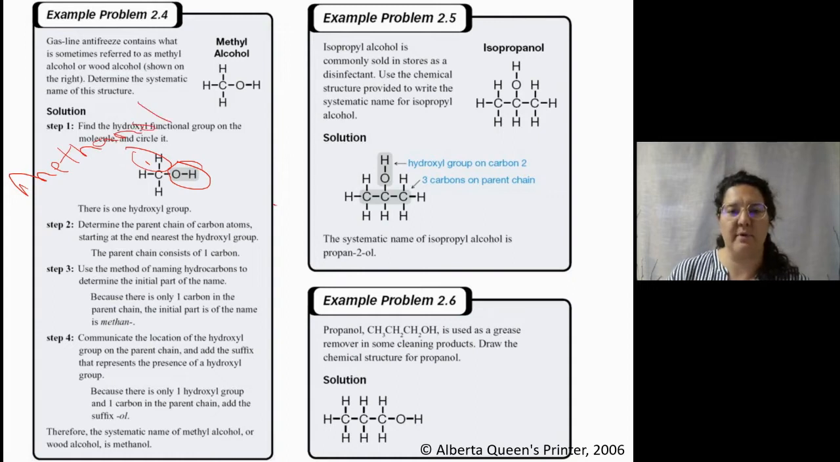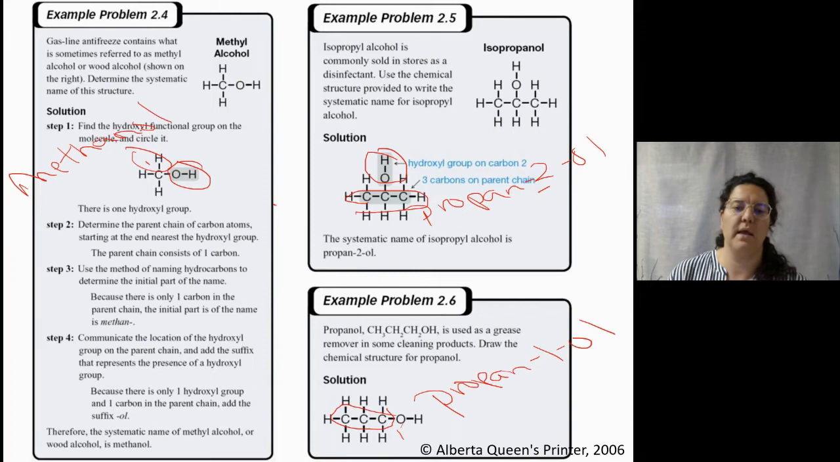Now our previous example was propan-2-ol. We had the 3 carbons and the hydroxyl group on the second. So we have prop and 2-ol because that hydroxyl group is on the second. And here we have a propanol with the hydroxyl on the first carbon. So it'd be propan-1-ol, identifying that the hydroxyl is on the first carbon.